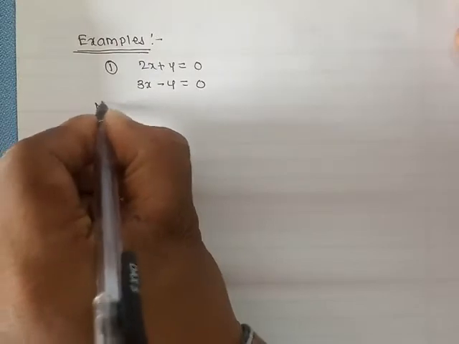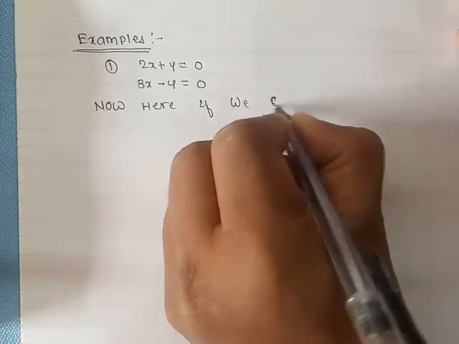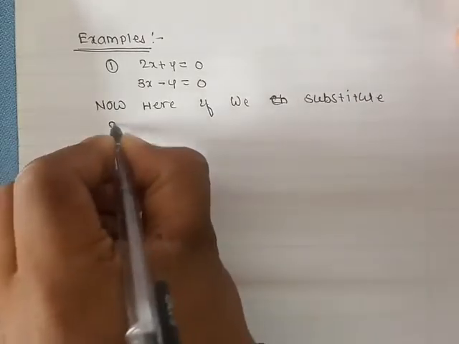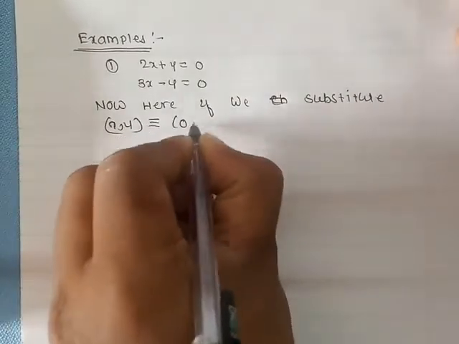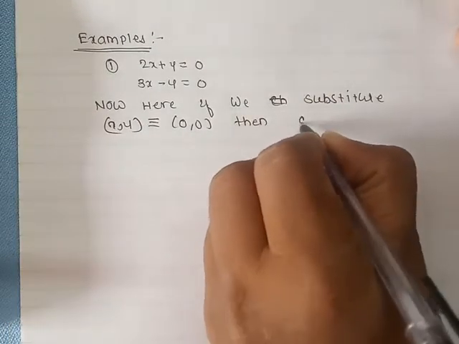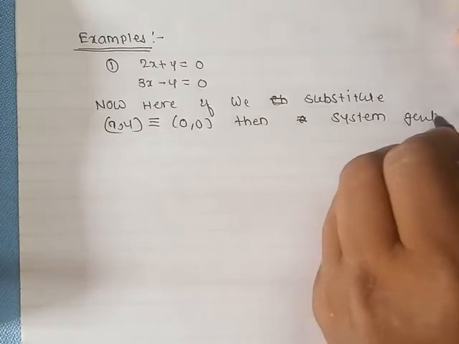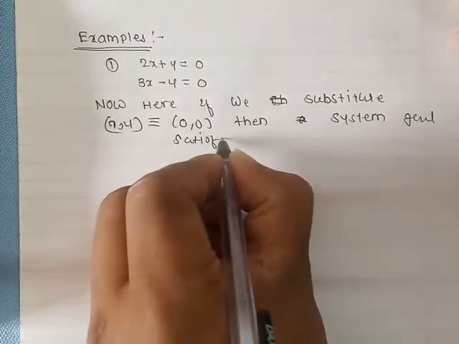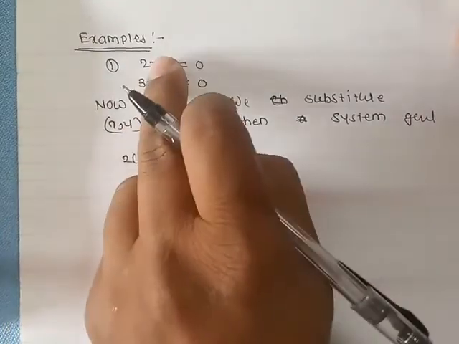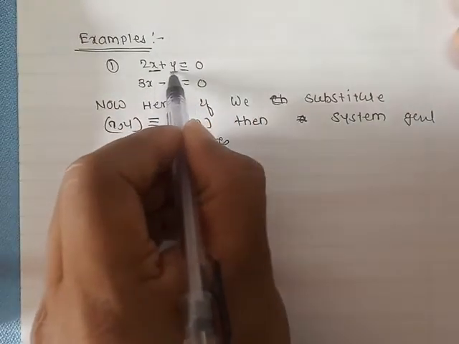Now here, if we substitute the ordered pair x comma y is equal to 0 comma 0, then the system gets satisfied. Do you see? If I put 2 into 0 plus 0, that is equal to 0. Here, in place of x I put 0 and in place of y I put 0, so this system of equations is satisfied.